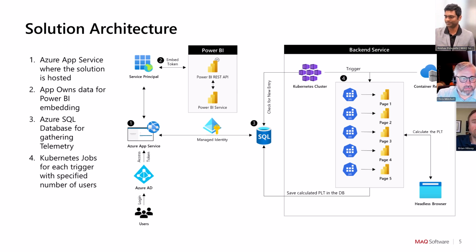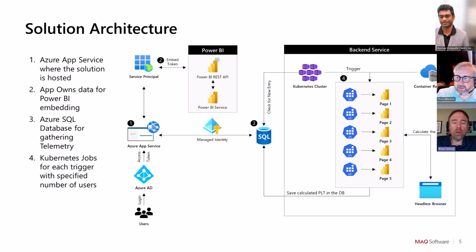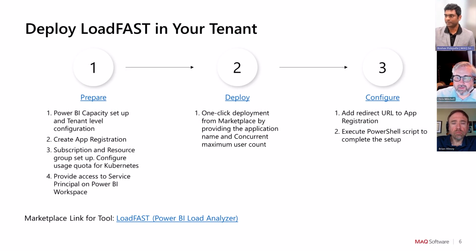Awesome. Do you want to talk a little bit about deploying, what that looks like? So the good part is it's a very simple three-step approach to deploy. There is a little bit of preparation required. As you've seen, you need a service principal. You need to enable some settings in your Azure tenant, especially to download from Marketplace. You have to create an app registration, and there are a few other steps that we have defined in the documentation. Once the base preparation is done, you just need to go find LoadFAST in Azure Marketplace and click on deploy.